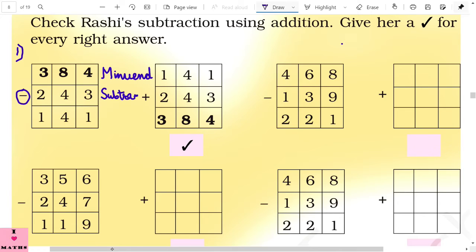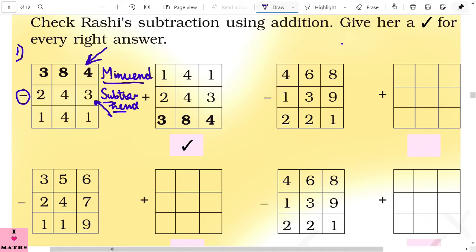S-U-B-T-R-A-H-E-N-D. This number is called subtrahend. So the bigger number from which you have to subtract, that is called minuend. The smaller number which you are subtracting from the bigger number, that is called subtrahend.